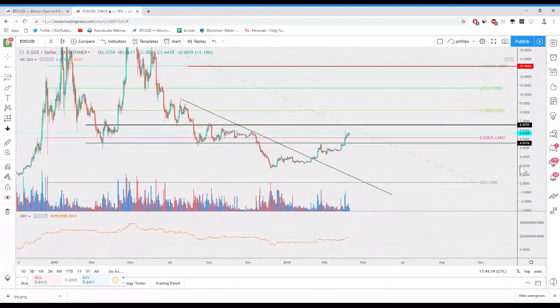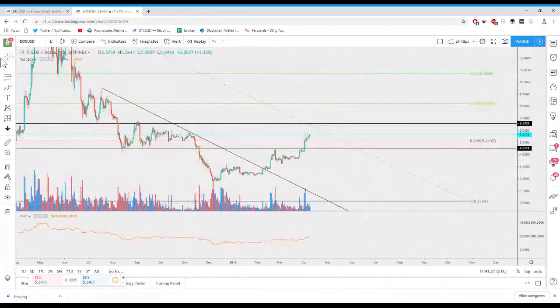I also believe that if you don't have any EOS right now, there's no reason to get in, considering this would only be a 14% move. If you're trading on leverage, it could be nice. It could be a nice go.